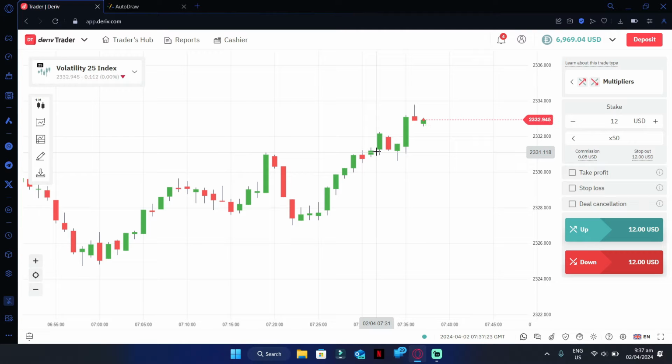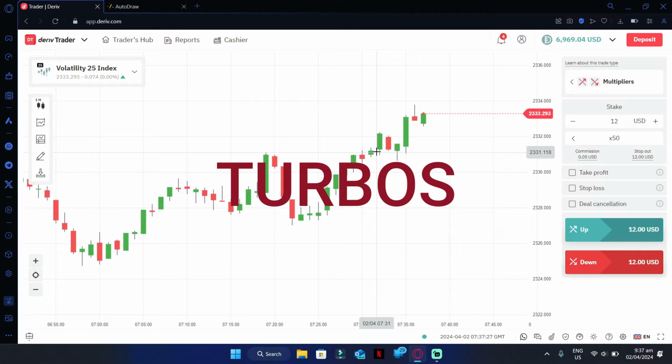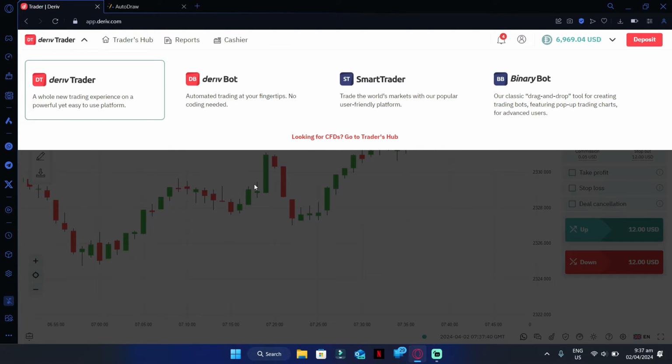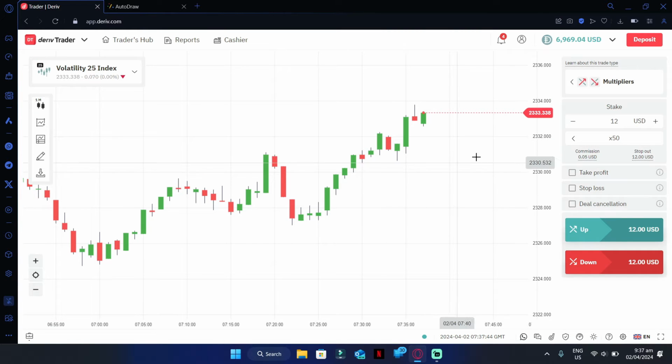So DERIV has added a new trade type called turbos. In this video, I'm going to explain what they are and why you should not trade it. Let me show you where you can find the new trade type. It is only found if you're using DERIV Trader, the first trading platform that you see once you log into DERIV.